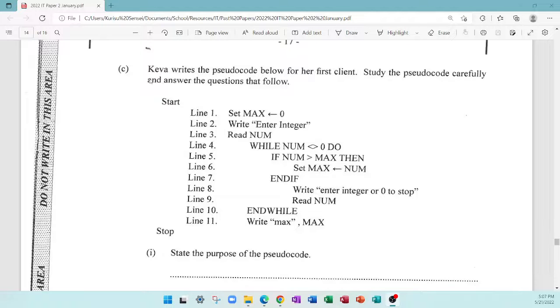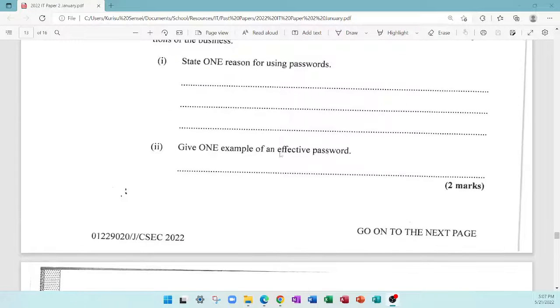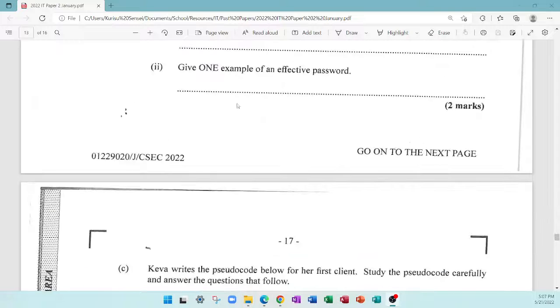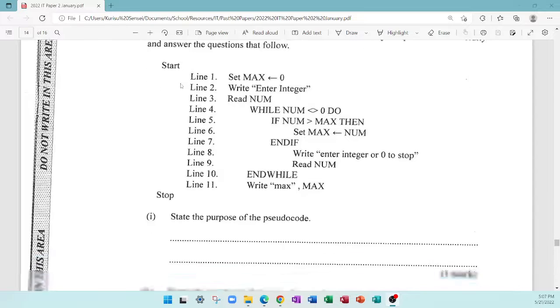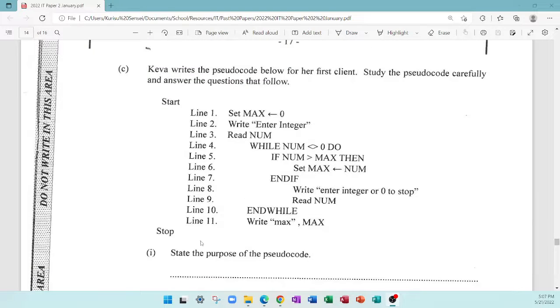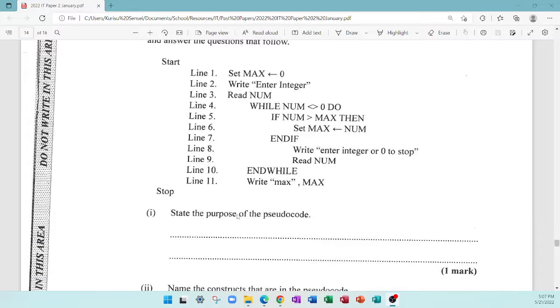Alright, so we're starting with C because I think we're finished up to this password question, if I remember giving you guys that one. So Kiva writes the pseudocode below for her first client. Study the pseudocode carefully and answer the question that follows. So what is the purpose of this pseudocode here?